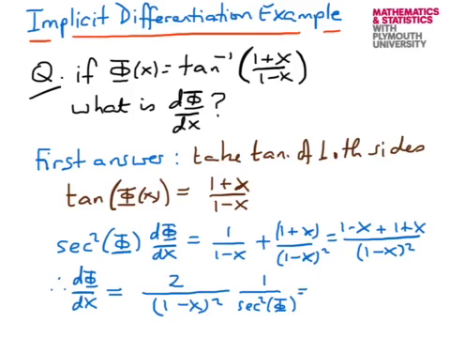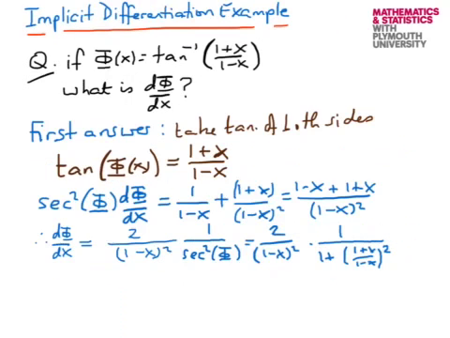So we have 2 over 1 minus x all squared, and then this second term is sec squared, which is 1 plus tan squared, so it's 1 plus, and tan squared is the ratio 1 plus x over 1 minus x, that's the tangent, and then we square the whole thing. So at this stage we're almost finished, but clearly I'm going to have to make a little bit of room, so I'll just pause for a moment.